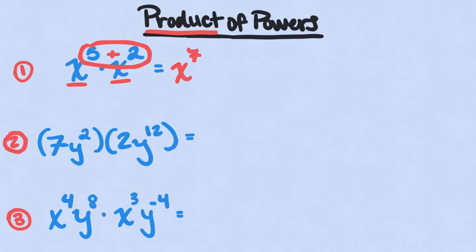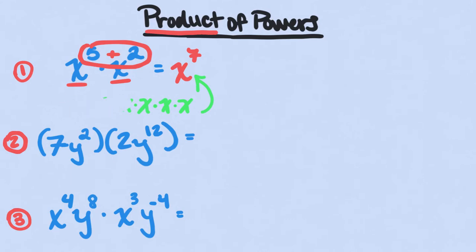Now let me show you why that is just real quick. So x to the 5th power is really x times x times x times x times x. So there's 5 of them. Then if we multiply it with x to the 2nd power, we're multiplying with 2 more x's. So now if we were to count up all those x's right here, that gives us 7 of them. Therefore, we have x to the 7th power. So that's why that property works.